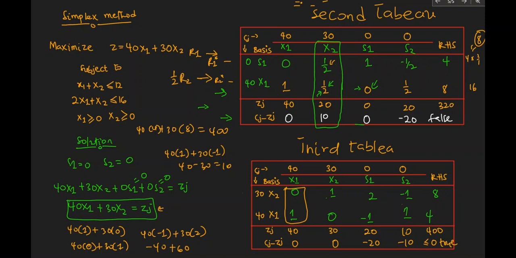But how do we know the optimum value for z? You look at the zj values that you got and see the highest value, which is 400. That means that the maximum value for z will be 400. And that happens when x1 is equal to 4 and s2 is equal to 8. That gives us z to be 400. So this is how to apply the simplex method in solving maximization problems.